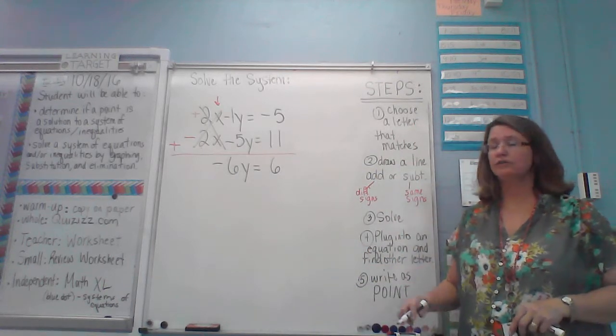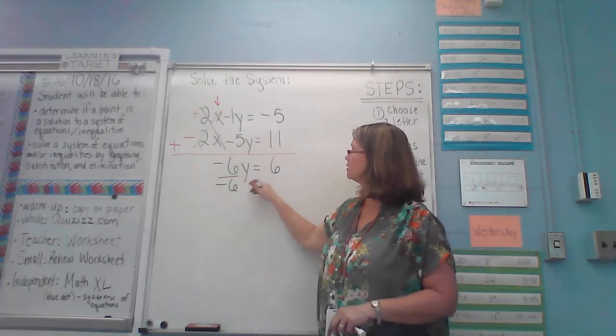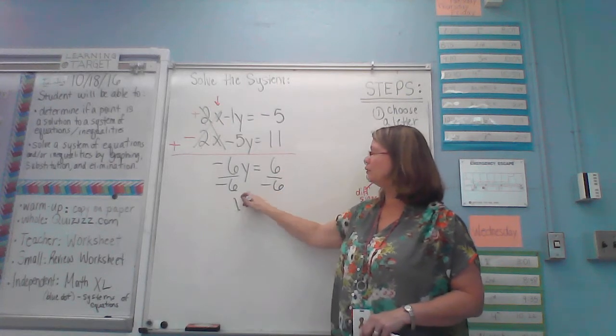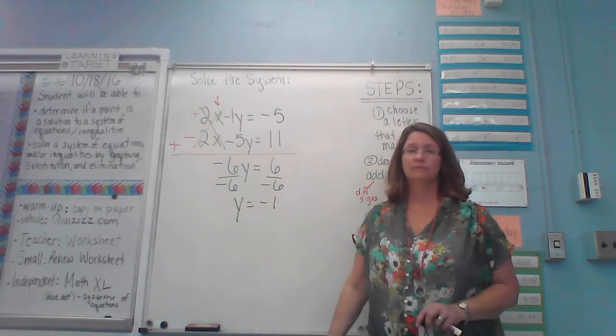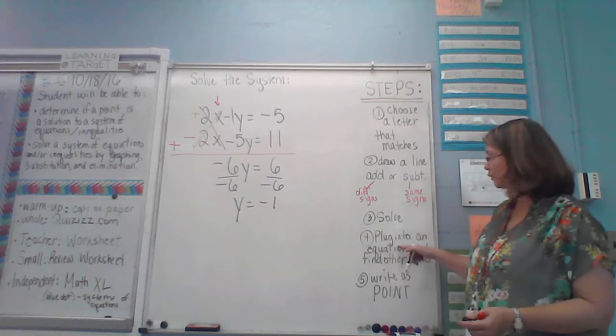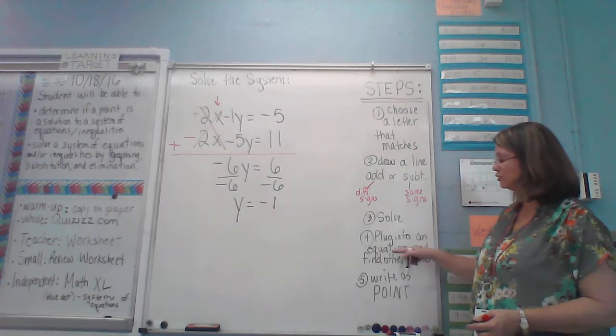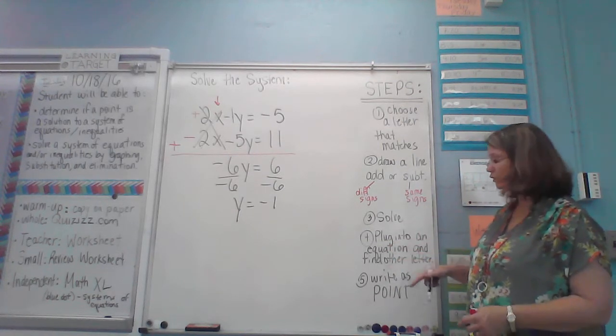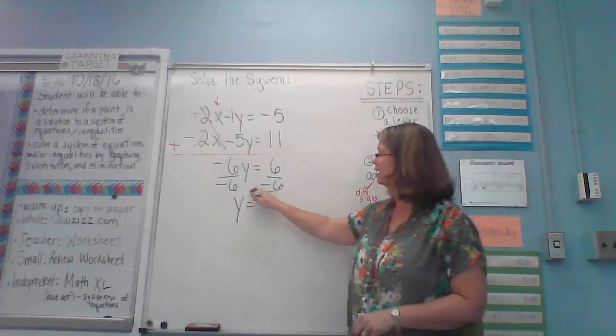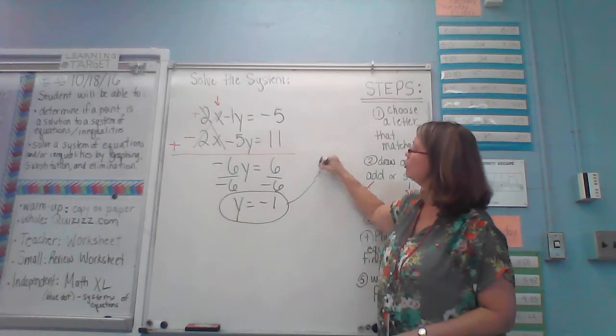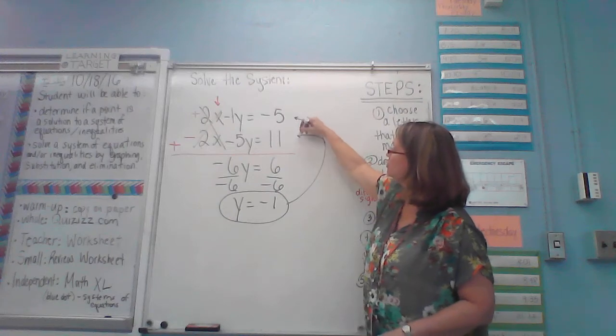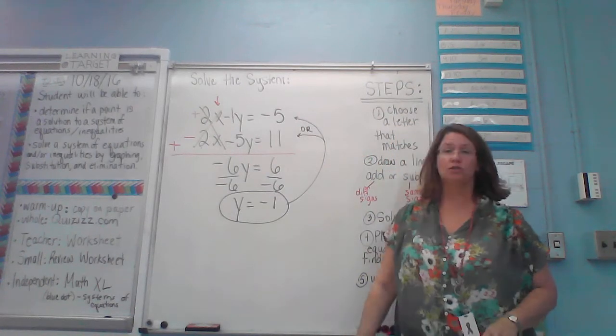You're ready to solve. Divide by negative 6 on both sides. Y would equal negative 1. Again, we're not finished. Our 4th step says plug that answer into an equation and solve for the other letter. So I'm going to take y equals negative 1 and go back to one of these equations. The question is, which one do you choose?